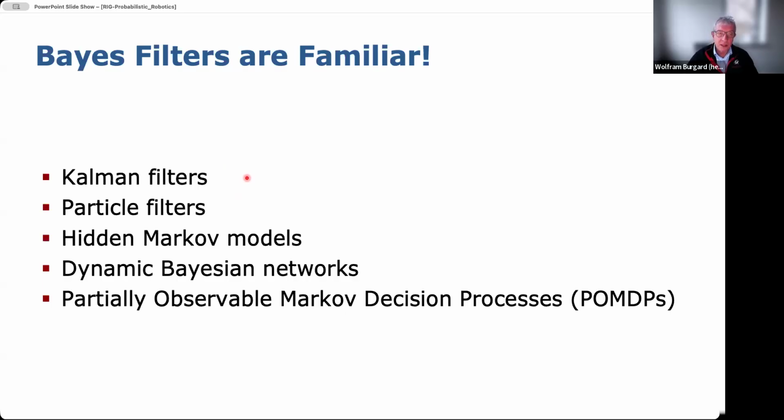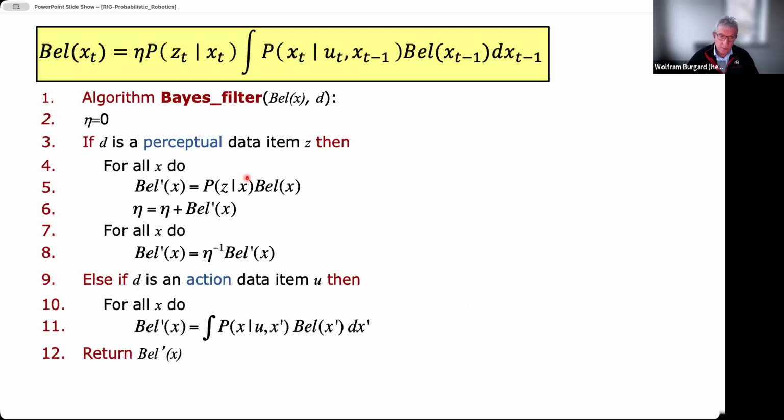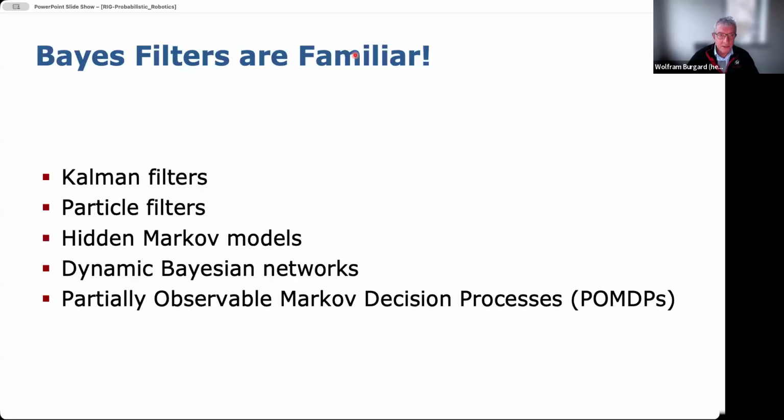And if you make this assumption that your belief, so this term over here, is just a Gaussian, this is a Gaussian, and this is a Gaussian, then you stay in the Gaussian world, and this entire equation boils down to exactly the equations that you know from the Kalman filter.